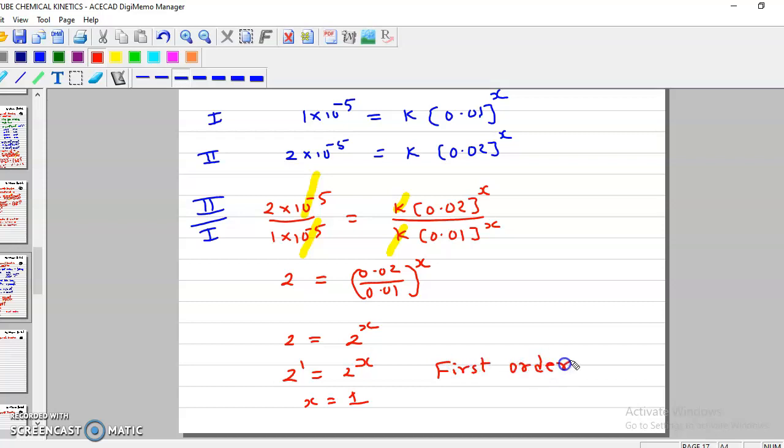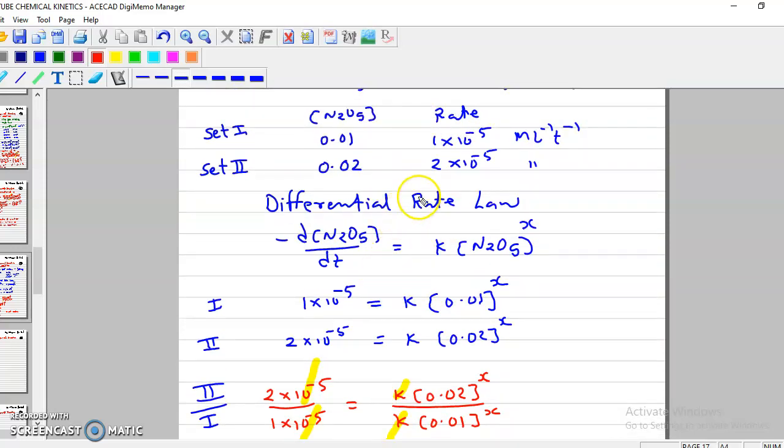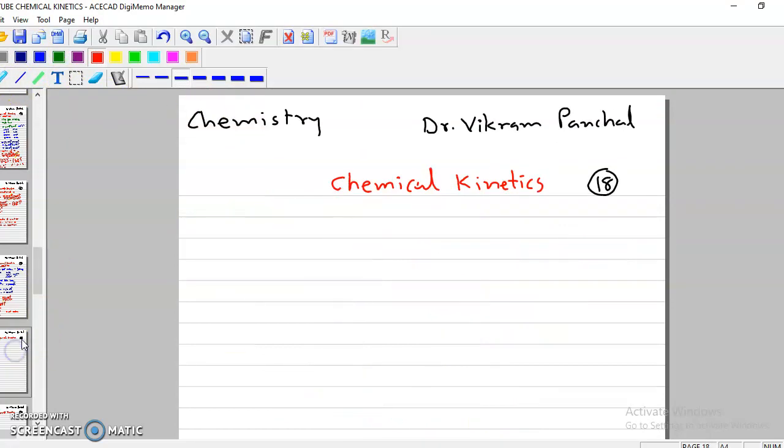Okay. So this way, in the case of a first order reaction, if you see these experiments, then we can say that by doubling the concentration of reactant, the rate also becomes double. If you make it 3 times, then the rate will be 3 times. If you make it 4 times, the rate will be 4 times. So this is the effect of changing the concentration in a first order reaction.